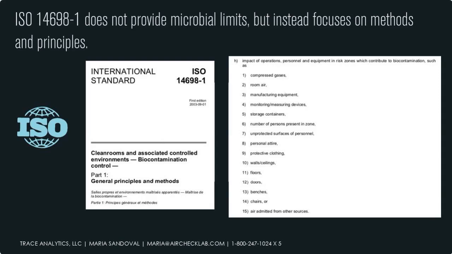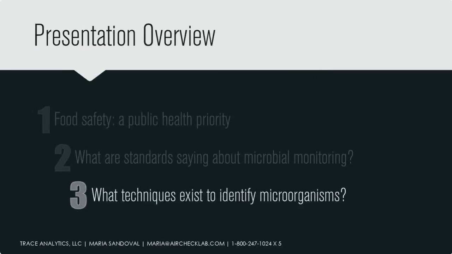And a part of part one is talking about the impact of operations. A lot of the times people think, okay, well, what is something that I could monitor? Well, part one gives you a list of ideas of what could be considered a part of a risk zone. That's compressed gases, compressed air, ambient air, equipment, any monitoring or measuring devices, storage containers, walls, ceilings, floors, benches, chairs, bathrooms, anything like that can all be considered worthy of sampling.